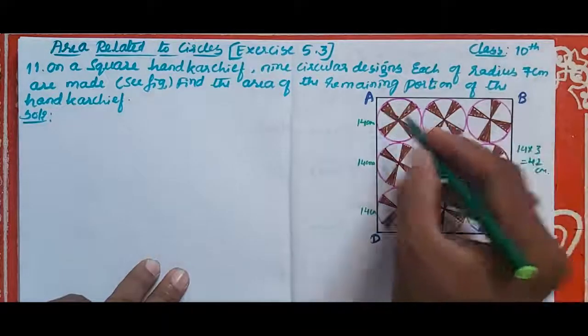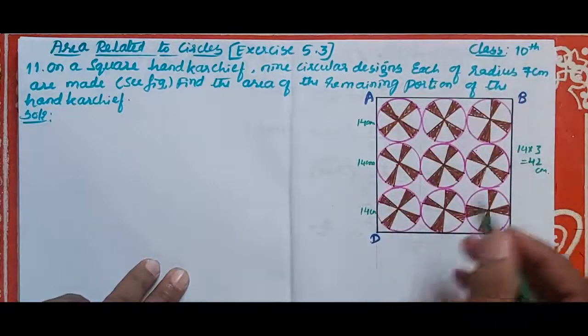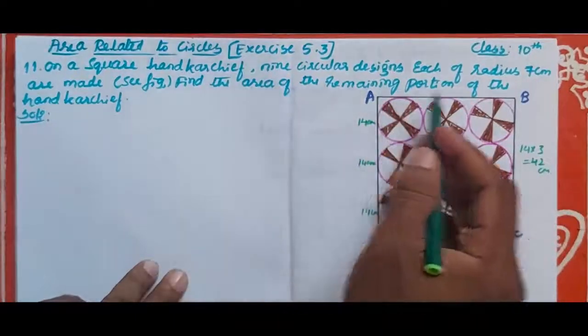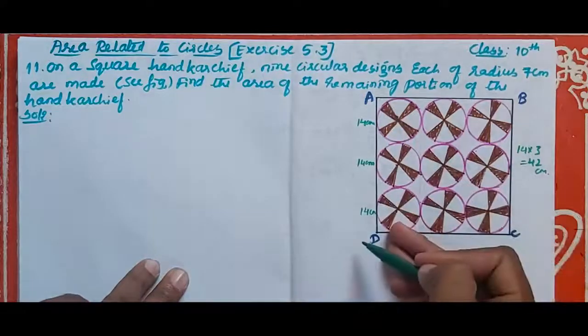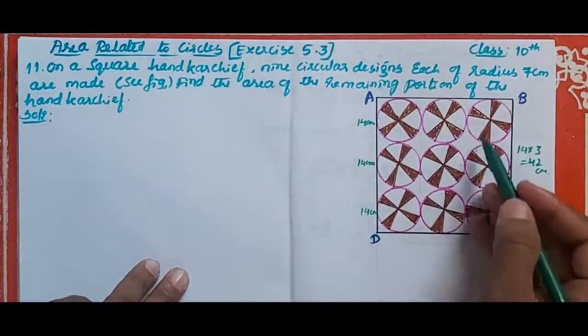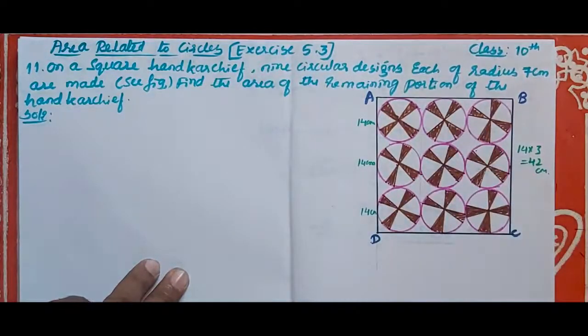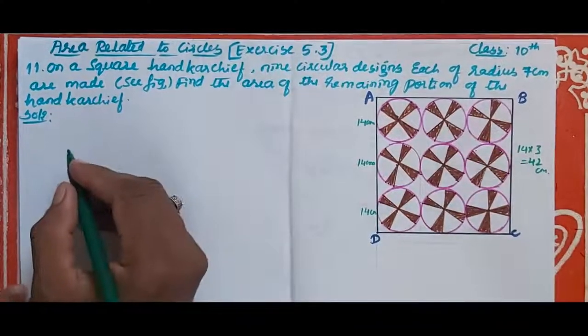What is this? Side of a square, right? Because we need to find the area of the remaining portion of the handkerchief, which is equal to the area of a square minus the area of 9 circular designs, right? This is what we have to apply here.